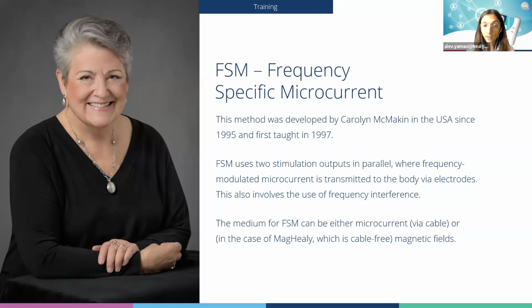And now we can, of course, as we already had a few slides ago, create in the MagHealy two magnetic field frequencies. So she tested basically if the magnetic field can have similar or even the same effects as microcurrent. And it cannot have the exact same effects for everything, but there are lots of things that actually work quite similar. Or maybe a little better for magnetic fields and sometimes a little better for electrical fields.